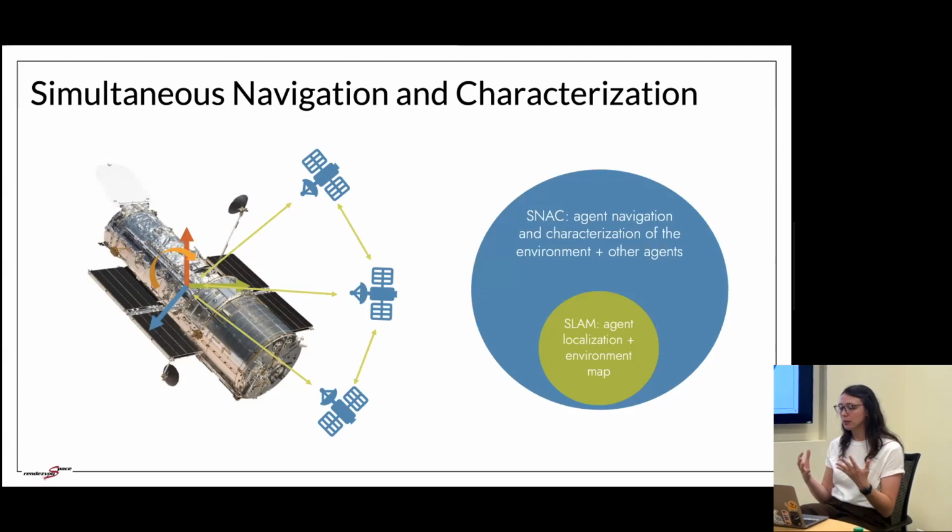So this is a superset of SLAM where it includes characterization of the environment, a target, even other agents within a swarm if you're in a swarm. So things like solar radiation pressure coefficients, your spherical harmonic coefficients for gravity or shape. It can include rotational motion, basically anything you want. So it's an expansion of this very traditional problem in robotics and navigation.